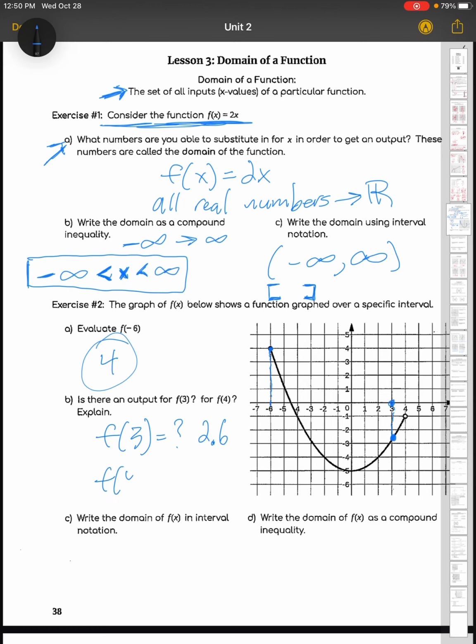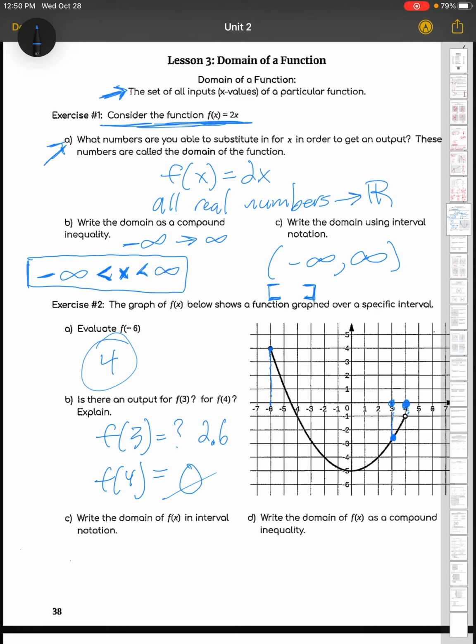Now for f of 4, if we go to the graph and follow that x value to the graph, it meets up with an open circle. If there is an open circle on a graph like this, there is nothing there. It does not exist. There is no output.